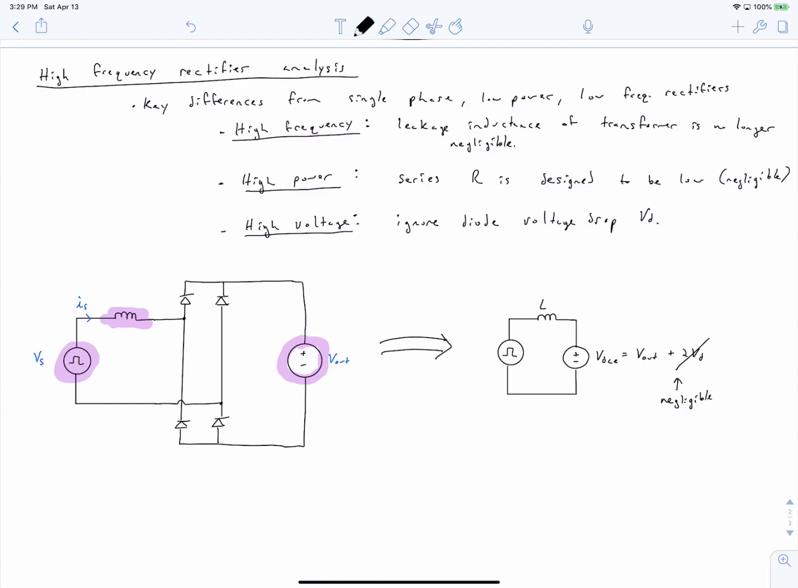Next, we can draw the transient waveforms for our voltage and our current to locate the inception and extinction time of the currents. So in the beginning of the class, we did the same type of exercise, but with 60 Hz sinusoidal quantities. Now we're looking at high frequency square waves as our excitation.